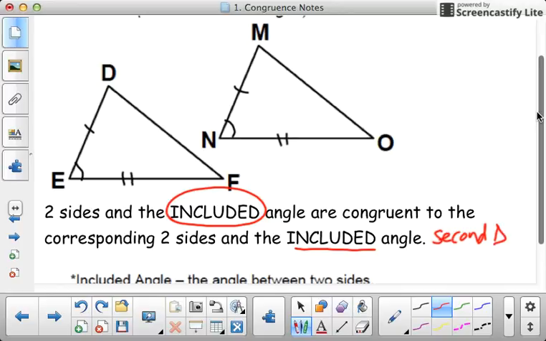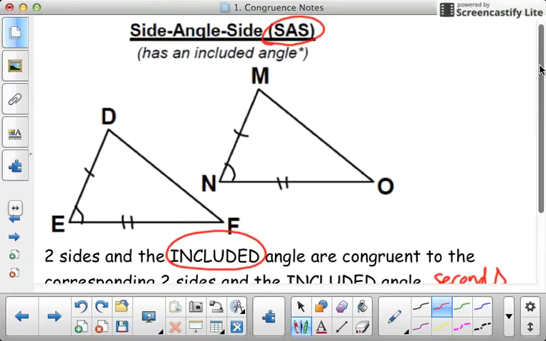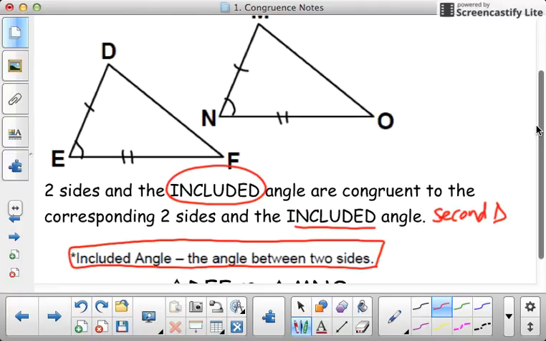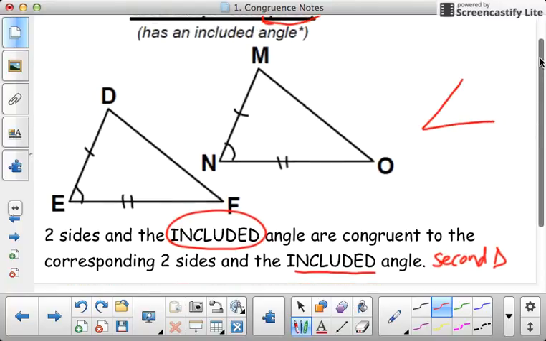When I do this, what do I mean by included? I mean the angle that is between the two sides. So think about my fingers making a V. If this is my line and this is my line, it's got to be the one in the corner. So notice over here, I'm saying DE is congruent to MN. This is a side and this is a side. Angle E is congruent to angle N. These show me angles are congruent. And then EF is congruent to NO. This is showing me the second side is congruent.